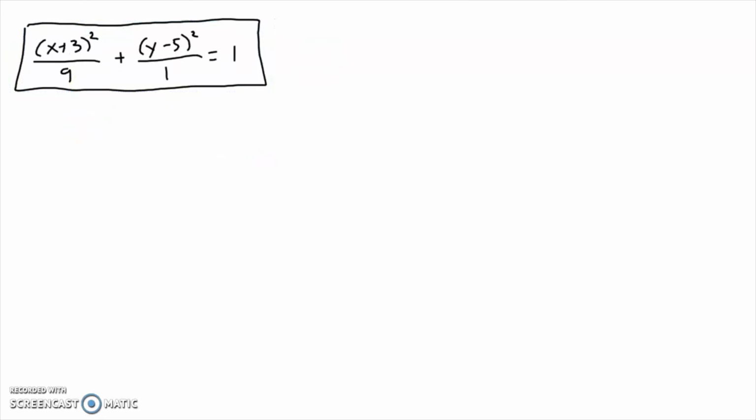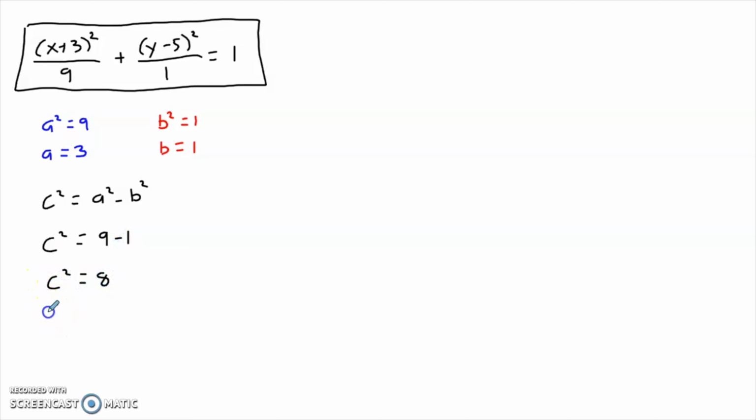The first thing I want to do is figure out what a, b, and c are. Remember that a squared is always the larger number, so in this case, a squared would be 9, and a would be equal to 3. b squared is 1, so b is also 1. Recall that c squared is a squared minus b squared for an ellipse, which means c squared is 9 minus 1, making c squared 8, and c the square root of 8. I'll always simply use the principal root for all of these, because we're going to go right, left, up, down anyway, so we don't need to worry about positives and negatives for these.